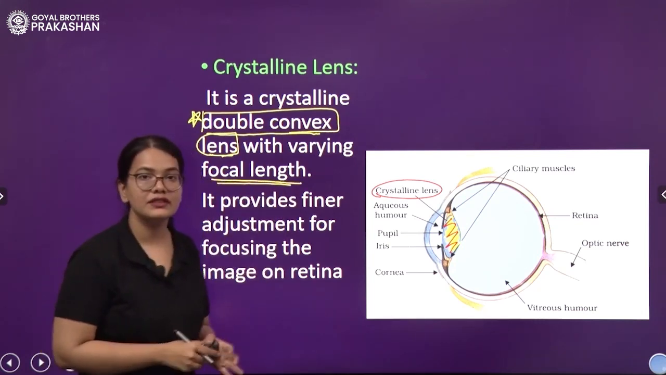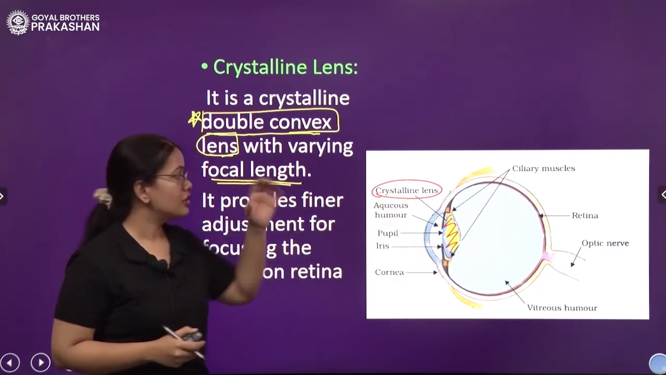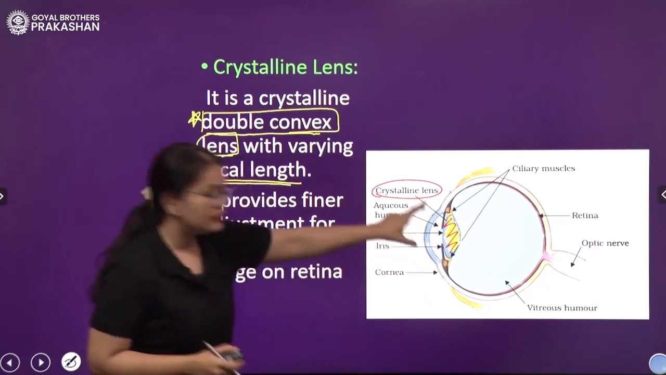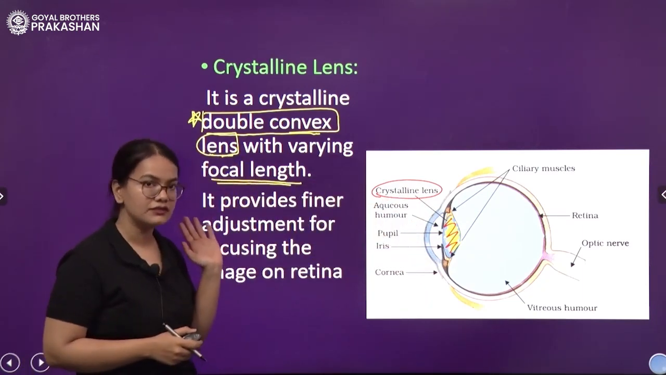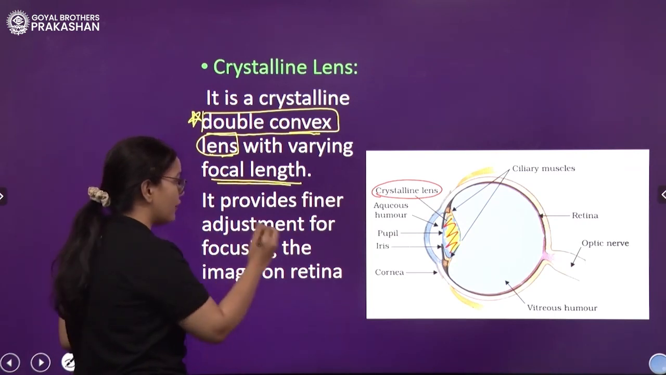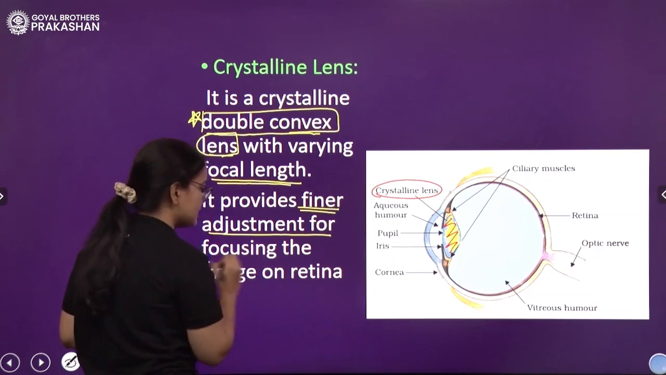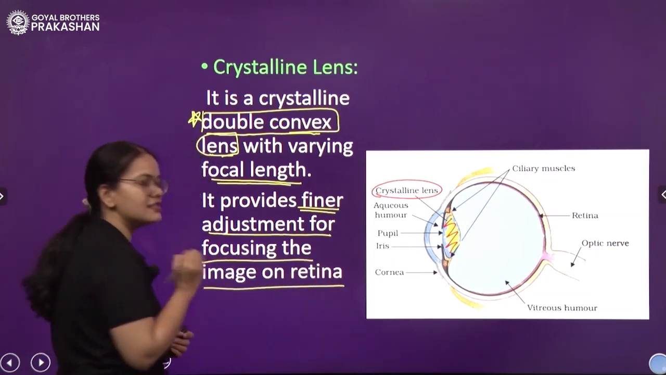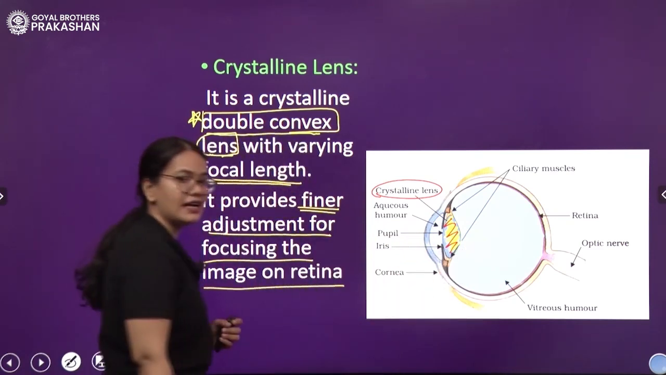We have studied that with the help of the ciliary muscles, the focal length can be changed. So, this is the lens which enables us to see, and it has a varying focal length. Its focal length can be changed. It provides finer adjustment for focusing the image on retina. We'll understand what retina is. For the timing, just understand the image formation is taking place at retina.